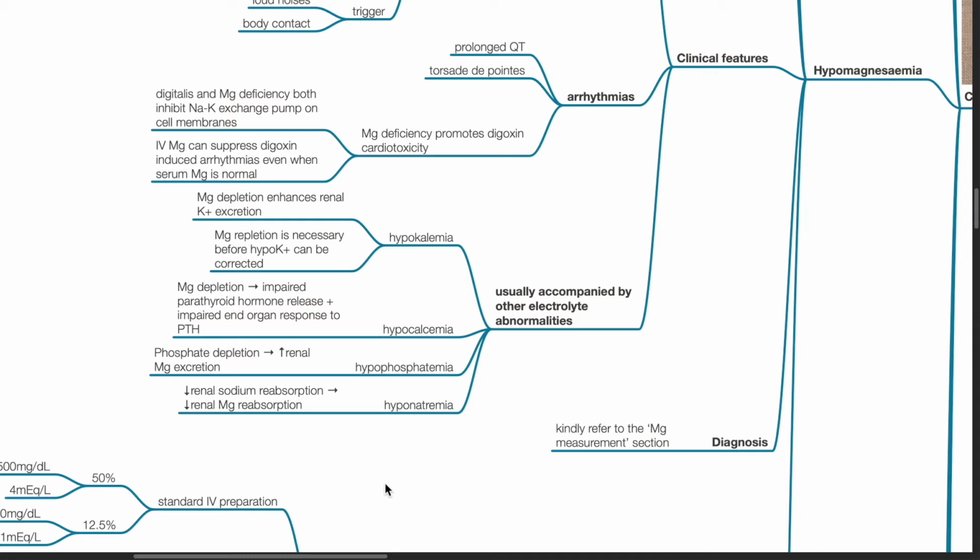Magnesium repletion is necessary before hypokalemia can be corrected. Magnesium depletion produces impaired parathyroid hormone release and impaired end organ response to PTH, and this produces hypocalcemia. Phosphate depletion increases renal magnesium excretion. Reduced renal sodium reabsorption reduces renal magnesium reabsorption.